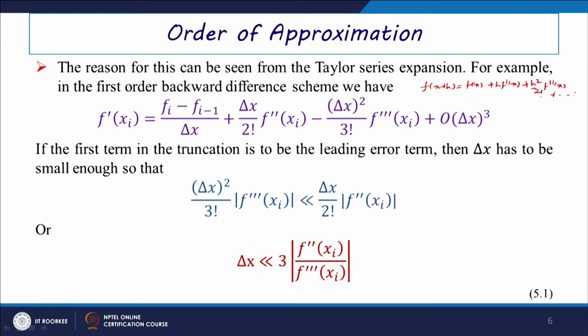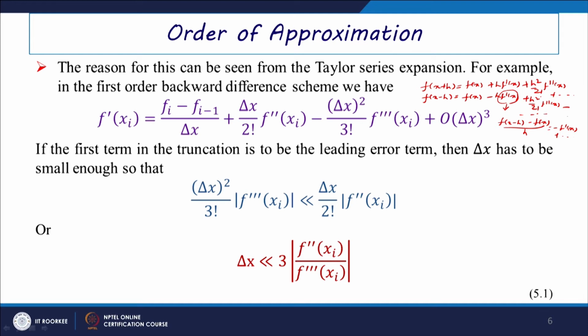So, likewise, if we are just considering f of x minus h here, this can be written in the form of f of x minus h f dash x plus h square by factorial 2 f double dash of x minus the rest of the terms here. And if we want to separate f dash x for this backward difference scheme, then we write that as f of x minus h minus f of x by h, which is nothing but minus f dash x plus all the other terms.